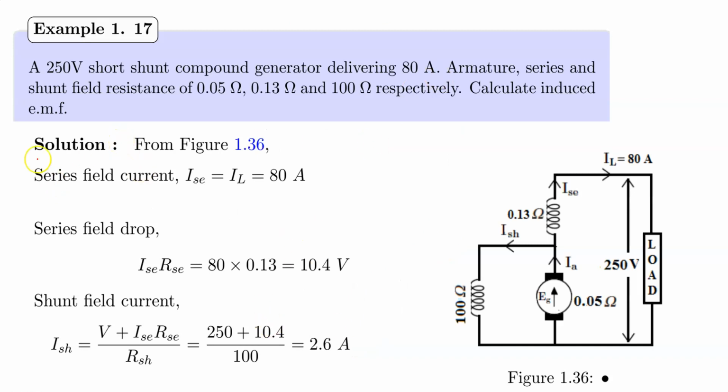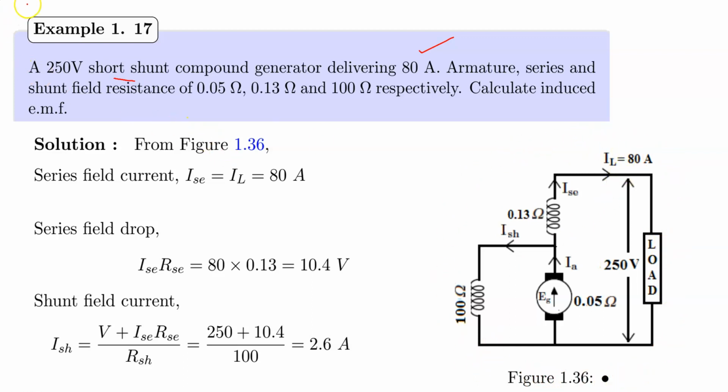Next problem: a 250 volt short shunt compound generator delivers 80 ampere. Armature, series and shunt field resistances are 0.05 ohm, 0.13 ohm and 100 ohm respectively. Calculate the induced EMF. Here it says short shunt generator. So first of all, we have to draw the schematic diagram of the short shunt generator and write all the parameters here.